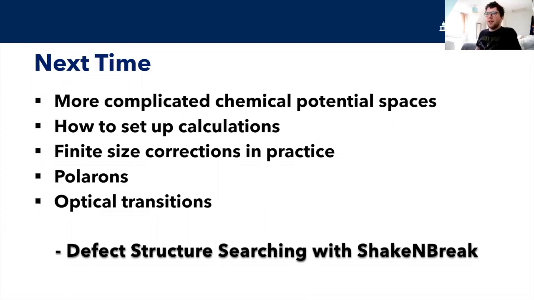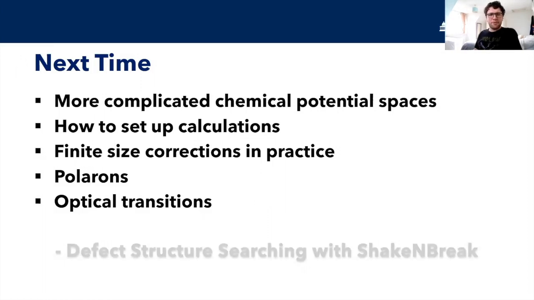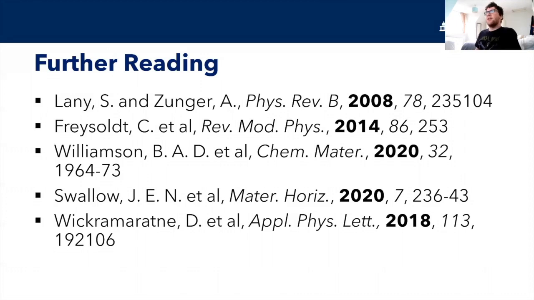We can look at polaron charge density to see how these defects have local effects on the system. And we'll also look at optical transitions in a bit more detail if we've got time as well. So I'll just leave a final slide up of some recommended further reading if you're interested.